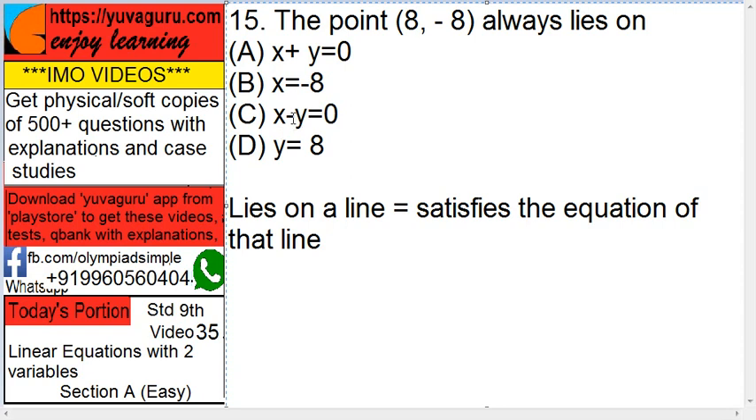Then put over here 8 minus minus 8. So this becomes plus 8. 8 plus 8 is 16. So this is also not true. This is minus 8 equals 8. So this is also not true. So only A is true. In exams, don't go for B, C, D once you get the answer in A.